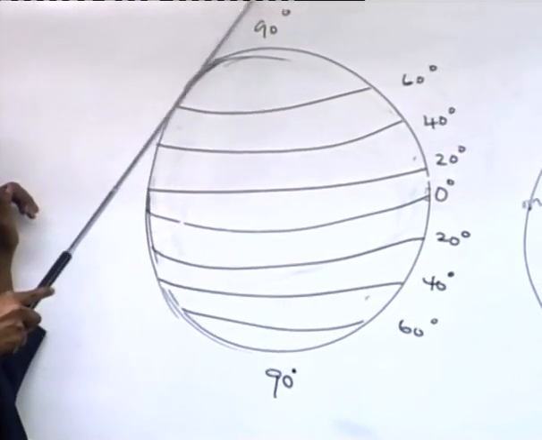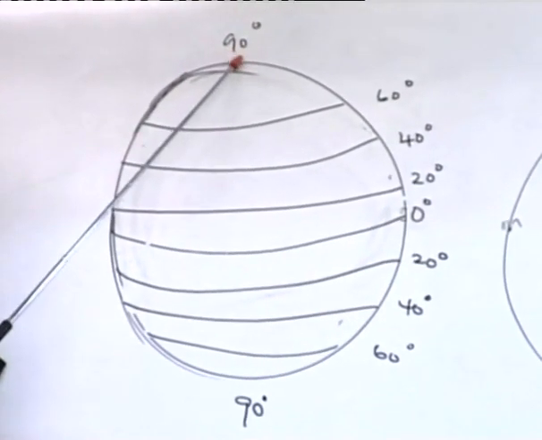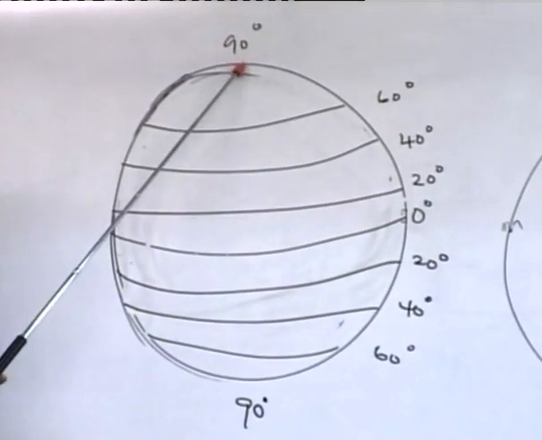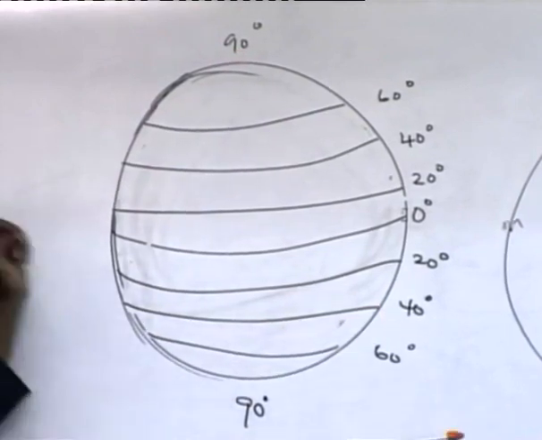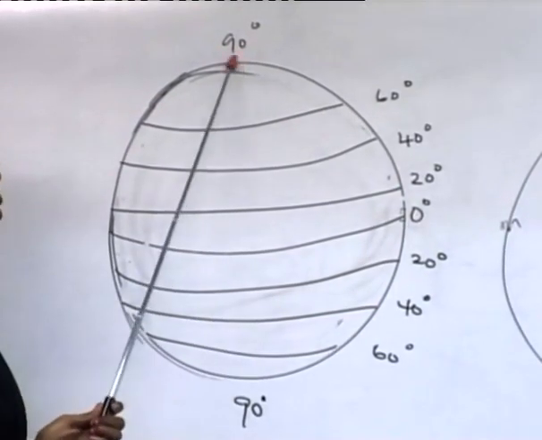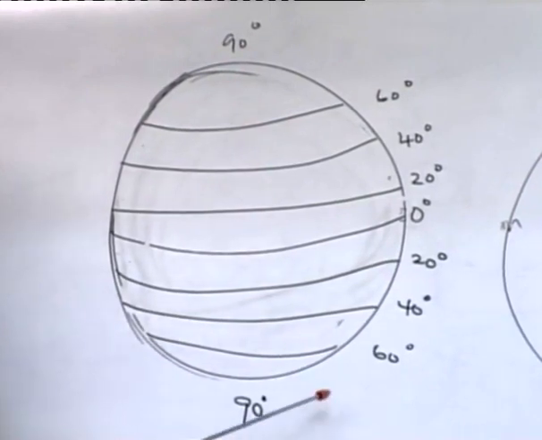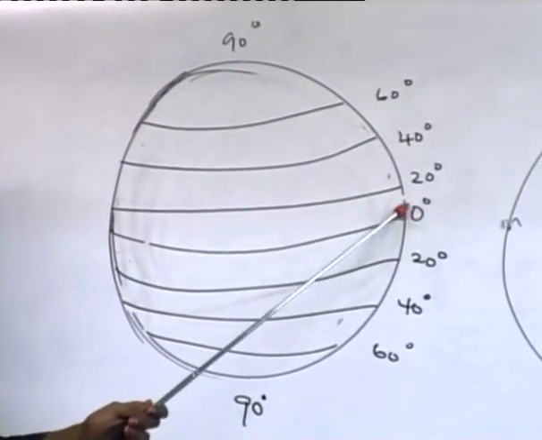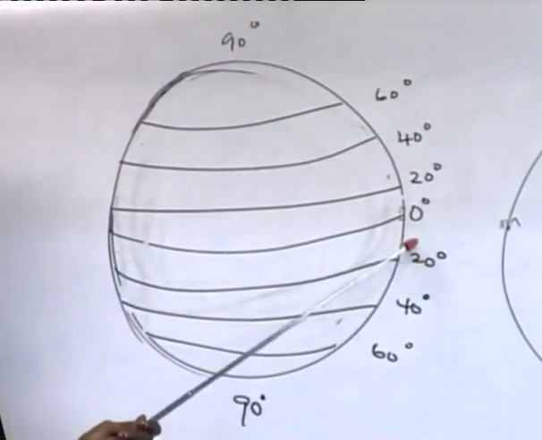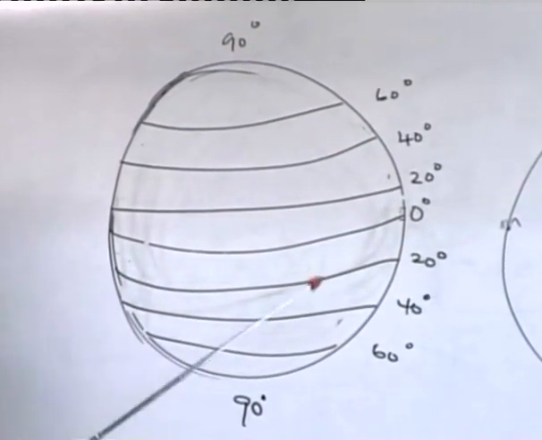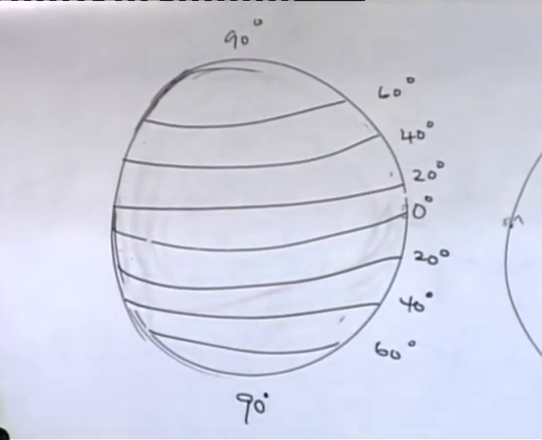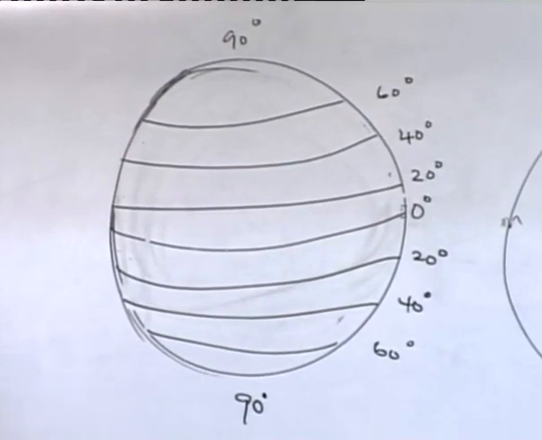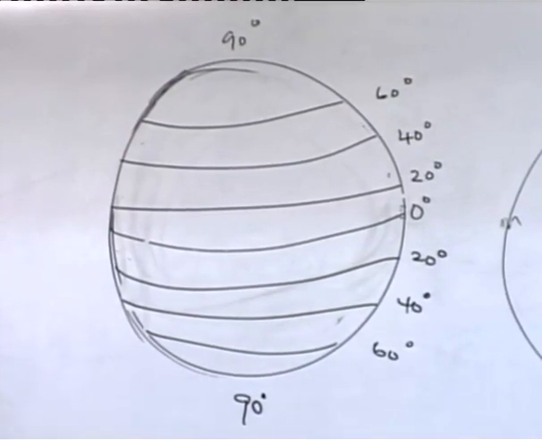90 degrees here, what do we call this? No, this and this. These points here, what do we call them? Poles, right? North Pole, South Pole. So 0 degrees to 90 degrees north, 0 degrees to 90 degrees south. So those are latitude lines, or parallel lines. Parallels of latitude. All right, we finished with that.